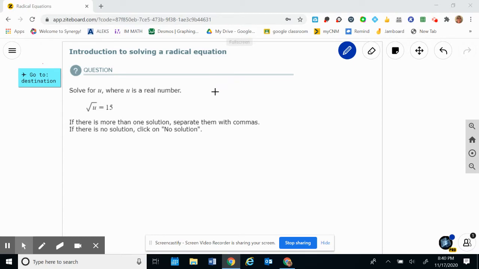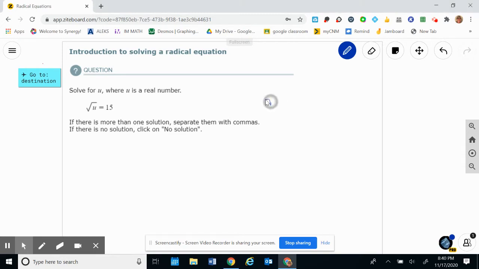Like all equations, you want to get the variable by itself. So you have to ask yourself, what do I need to get rid of? What do I need to undo this? We want to get u by itself, but right now u is inside a radical. So we have to figure out how to undo it. It's basically saying what the square root of what number is 15.